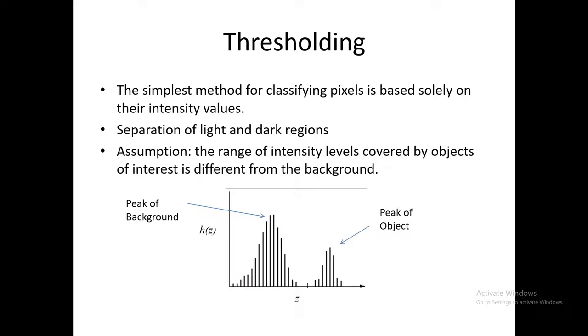Now the simplest form of segmentation is that we choose a threshold value T, selected at the dip region just between these two peaks, and take a decision: if a pixel at location (x,y) has intensity value f(x,y) greater than T, then we say that the pixel belongs to the object, whereas if f(x,y) is less than or equal to T, then the pixel belongs to the background.